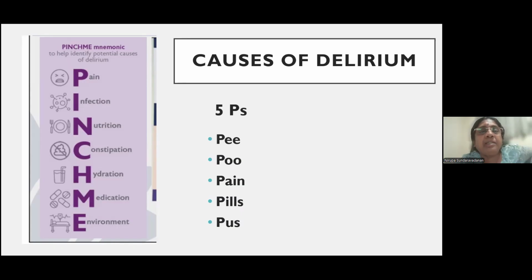He can't localize it, he can't tell you, he can't vocalize it, but try to see if maybe there's some clue that will tell you why he's so delirious. Pills, medication. Do any of his medications have delirium as a side effect? And pus, that there is infection brewing somewhere, which is what is causing the delirium.